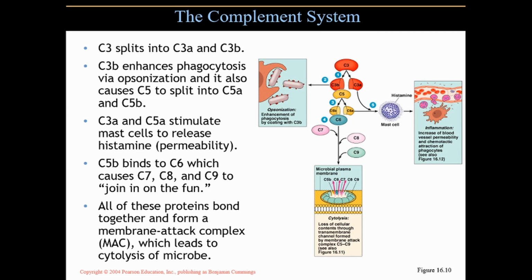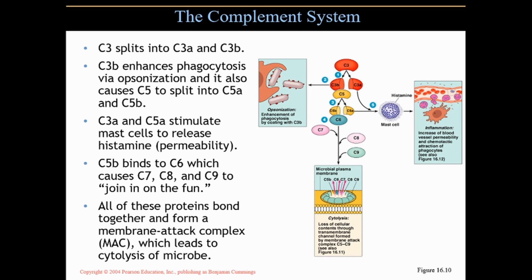So C3, C standing for complement, splits into C3a and C3b. There had to be a signal before that to even initiate the splitting of C3, which does happen, and I'm not going to talk about that because we're only looking at this particular part here, and this is a good starting point. What happens here? C3b and C3a both have their own unique jobs. So we'll look at C3b, and you can see in the picture, C3b heads off to the left, and what does it do? It enhances phagocytosis via opsonization. Opsonization is what that is called. And it also causes C5 to split into C5a and C5b.